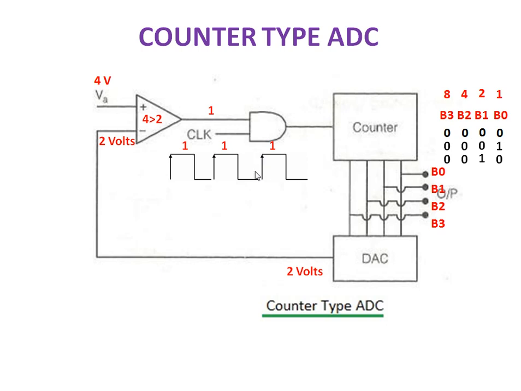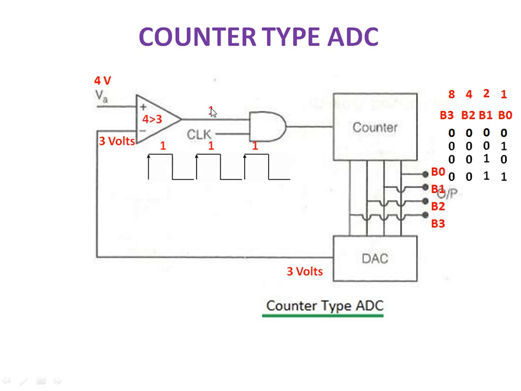Now if I apply the third clock pulse, again the clock value will become 1. 1 and 1, the AND gate will produce 1. Again the counter will be incremented by 1. So totally 3 pulses. How will you represent 3 in digital form? 0 0 1 1, so the 2 and 1 bits will be enabled. Again this value is given to the DAC. The DAC will produce the equivalent analog voltage, 3 volt. This 3 volt is given here. 4 and 3 are compared, so logic 1 is produced.